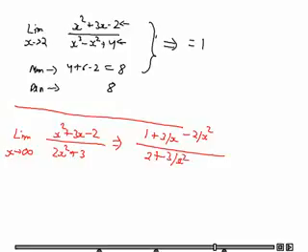Because x is a very large value, terms like this term and this term tend to 0, because when we divide by a very large number it tends to 0. So when x tends to infinity, this value will become equal to half. In this case the limit will be half.